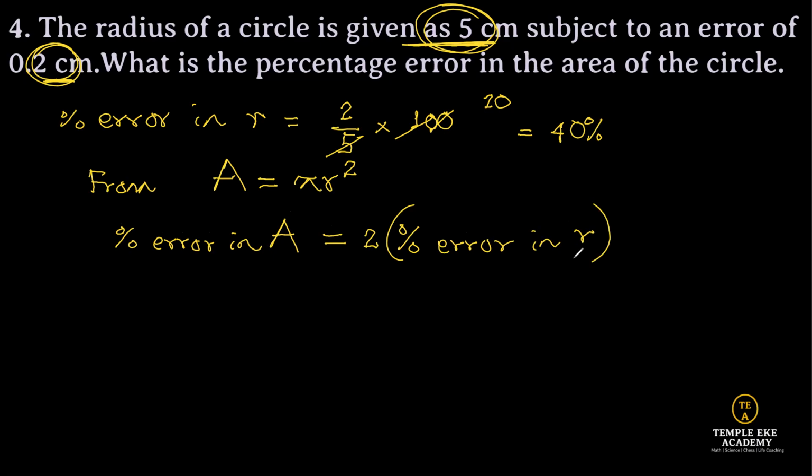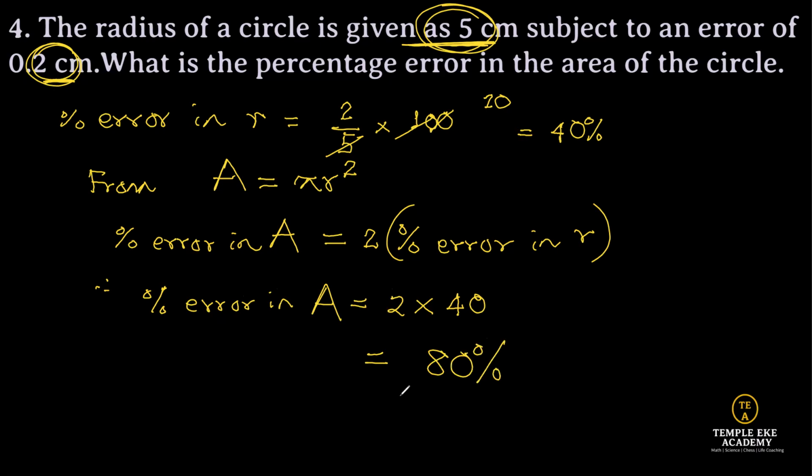And that means we're going to have, therefore, the percent error in A is going to be, let's substitute our values, to multiply by the percentage error in the radius, which is 40. And by multiplying this, we have 80% as our final answer, which means this measurement was really awful, 80% error. That's much. Let us look at the next question.